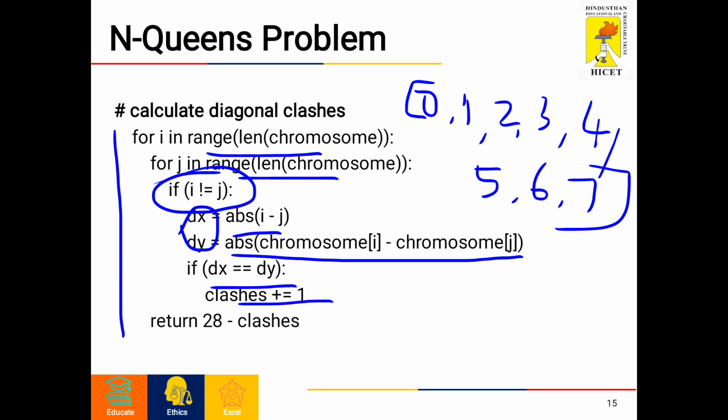In the previous slide, we calculated row and column clashes. Here we have calculated diagonal clashes. Once all the clashes are computed, we return 28 minus the number of clashes. So if an individual has a fitness equal to 28, then we can say the chromosome is the optimal solution. For that only, we calculate the fitness function.